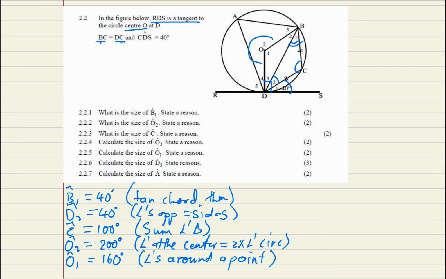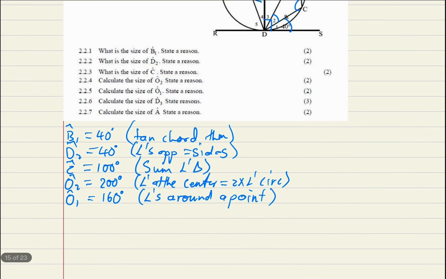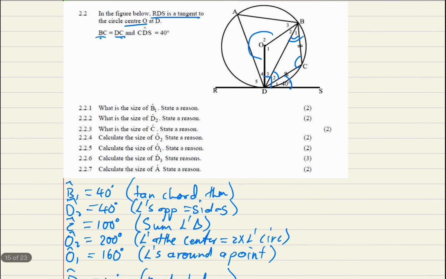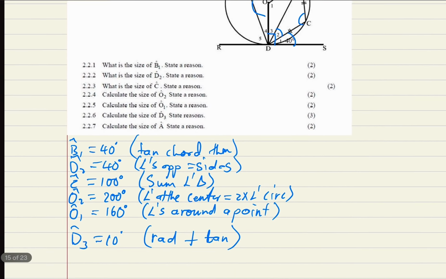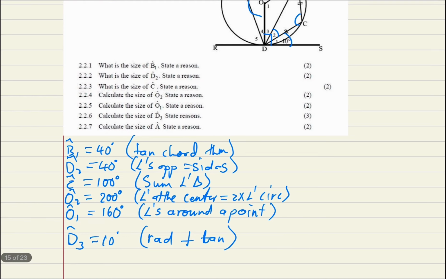Then finding O1 will also give me D3, right? What is D3? D3 is equals to 90 degrees minus 40 minus 40. So it's 90 degrees minus 40 minus 40, which is equals to 10 degrees. Why? These are radius perpendicular to the tangent. Okay, I found that one. What else do they need? I think I'm done what they are looking for.